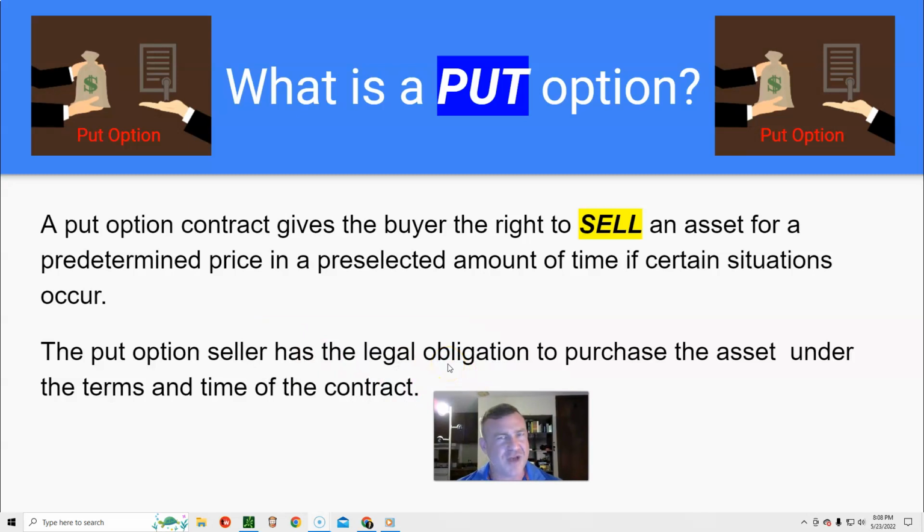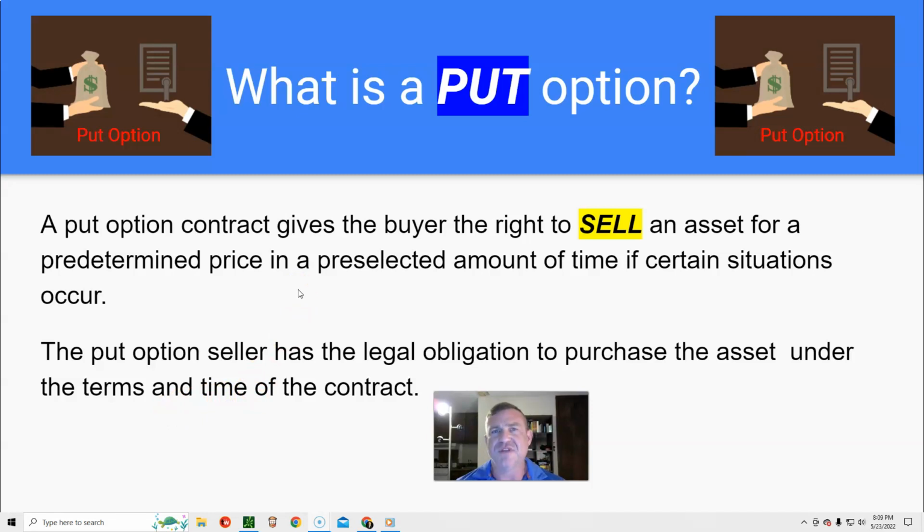Two types of option contracts. There's a put option contract and a call option contract. What is a put option contract? A put option contract gives the buyer of the put option contract the right to sell an asset for a predetermined price in a pre-selected amount of time if certain conditions occur. The put option seller has the legal obligation to purchase the asset under the terms and time of the contract.